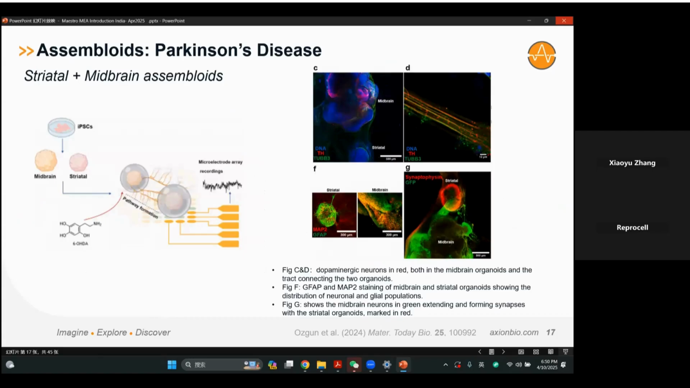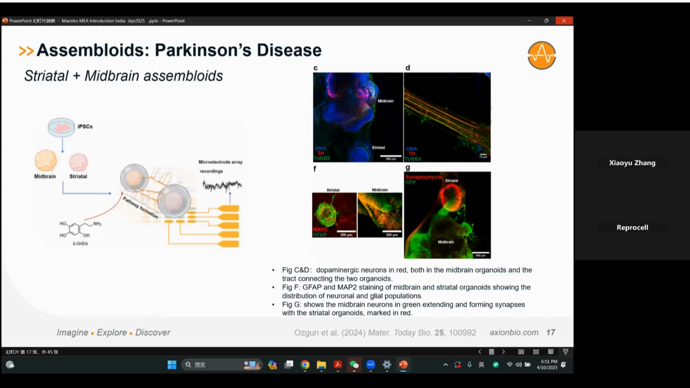And besides the brain organoid, there are also other interesting examples here. In this paper, the team is using assembloids for Parkinson's disease research. Assembloids are basically two or more organoids that are co-cultured and allowed to connect. In this paper, researchers combined midbrain and striatal organoids and allowed them to connect to develop a model for studying Parkinson's disease.